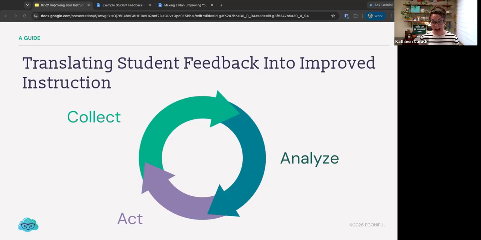So what changes can I make to better support my students? And then, of course, it's time to wonder, did that change in practice support students? And so we'll start that cycle over again. And then each time you're moving through this cycle, you're building a stronger and a more responsive classroom.